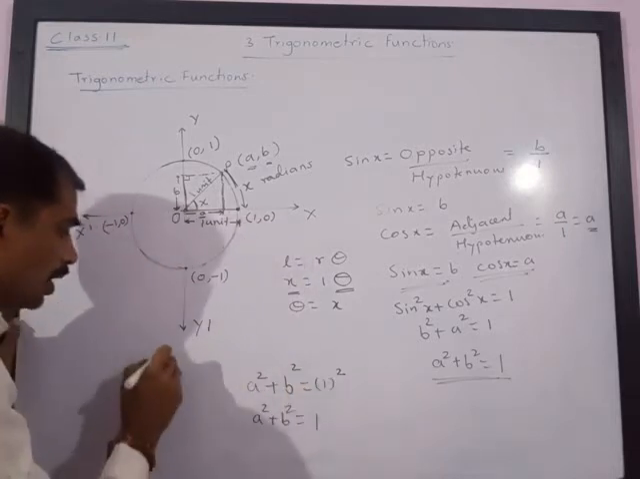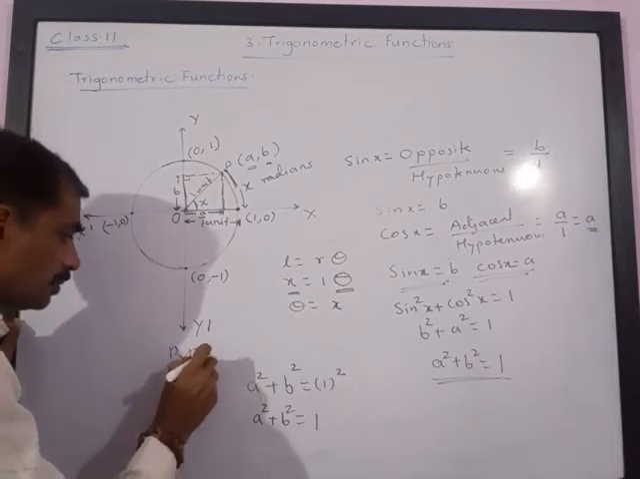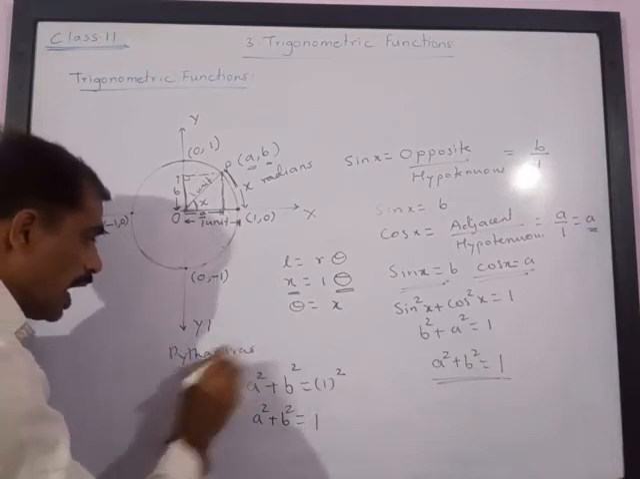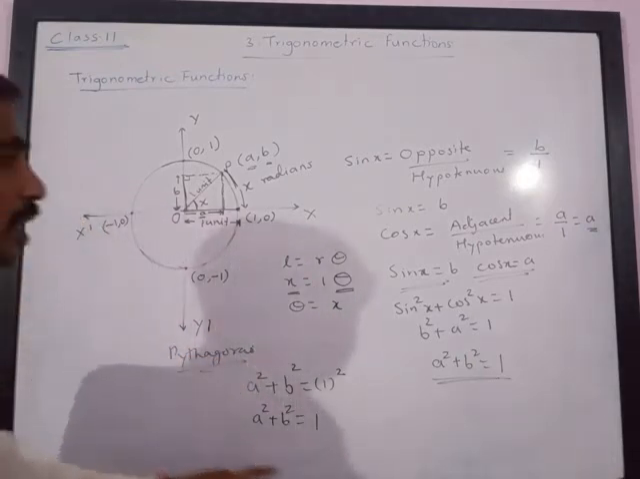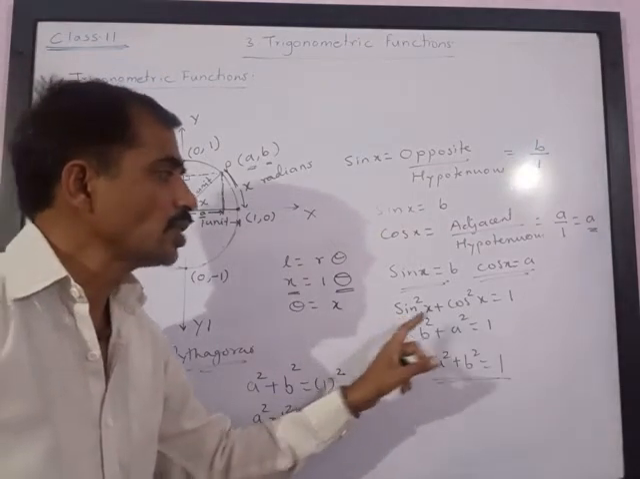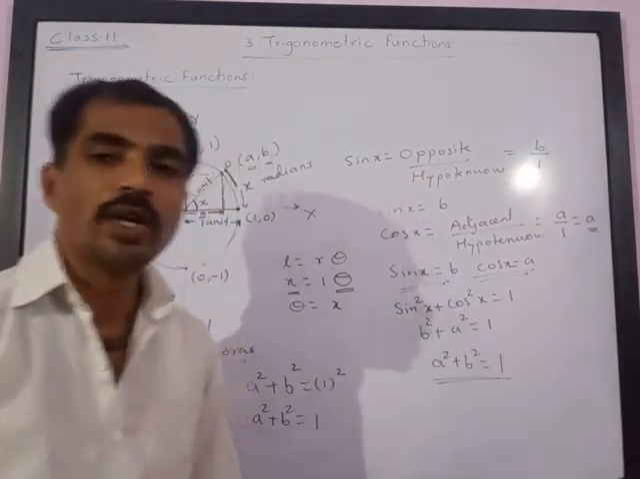This can be proved according to Pythagoras as well. And we get, again from this also, we can get the equation sin square x plus cos square x is equal to 1.